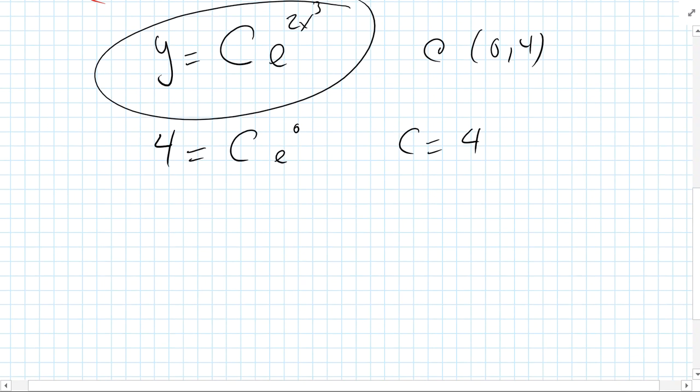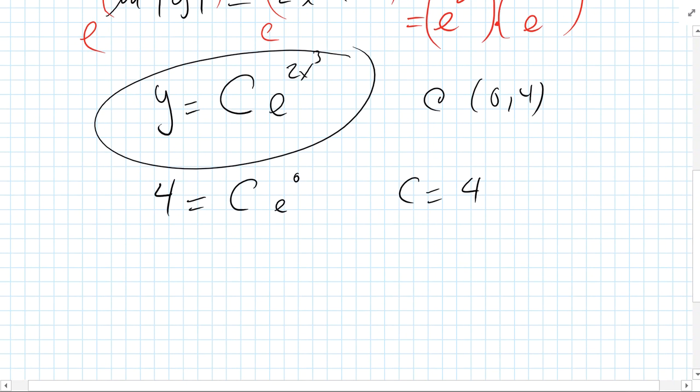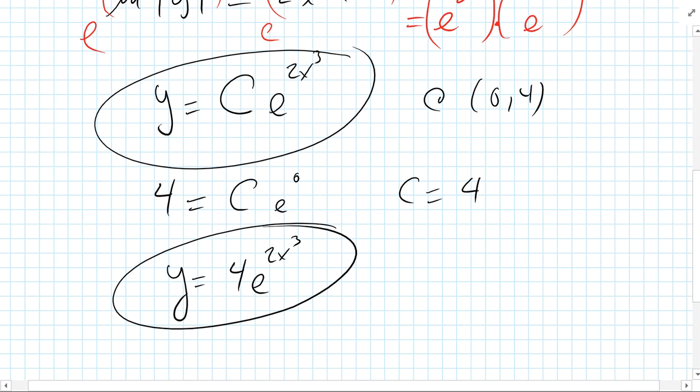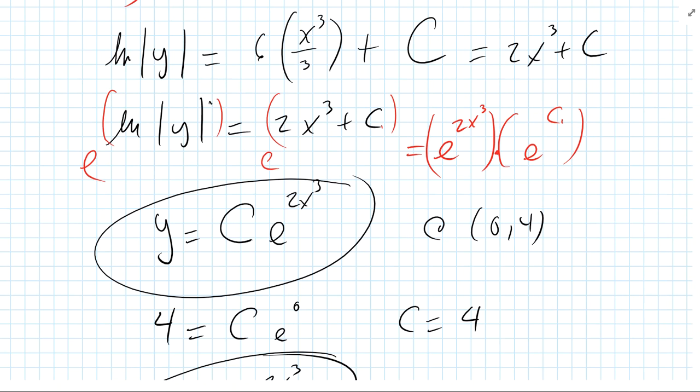4. So my final equation, so this is the general equation. When you get to differential equations, that's the general solution to the differential equation. The particular solution, or in this case the initial value solution, is y equals 4 e to the 2x cubed. And we are done. That wasn't too bad. Right?